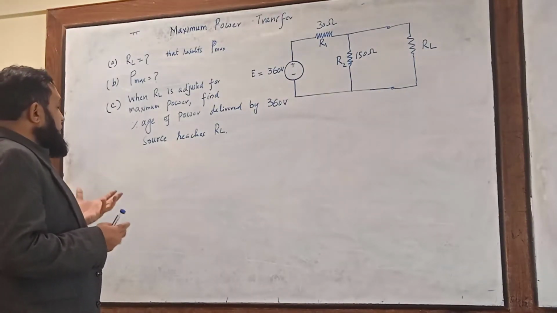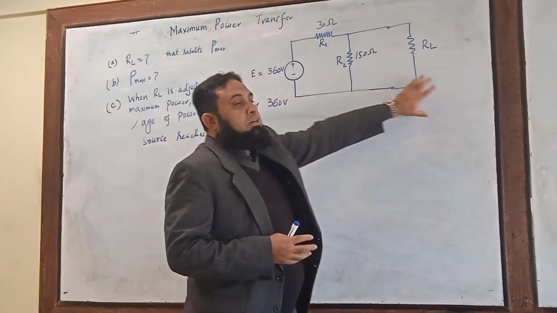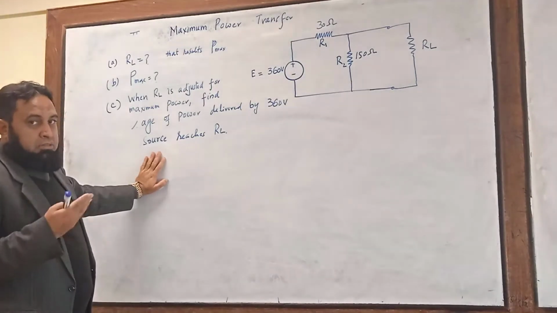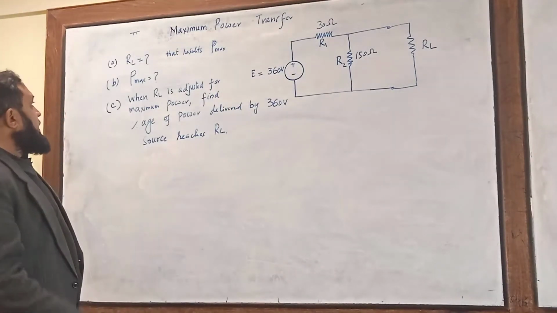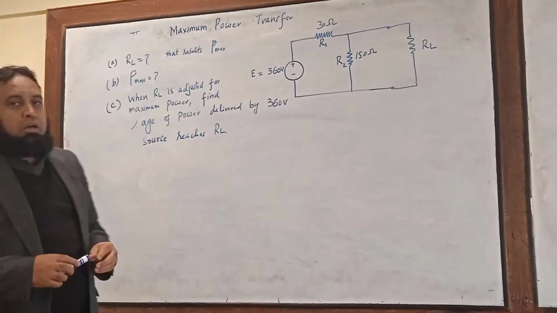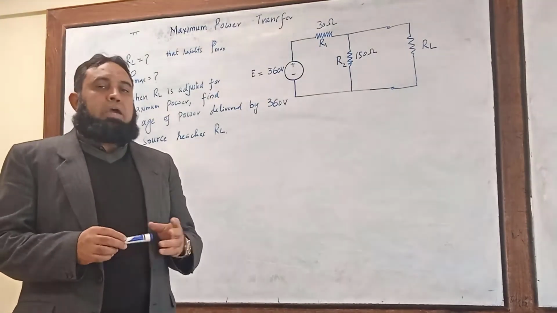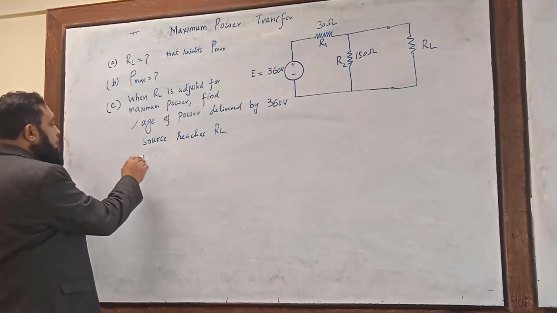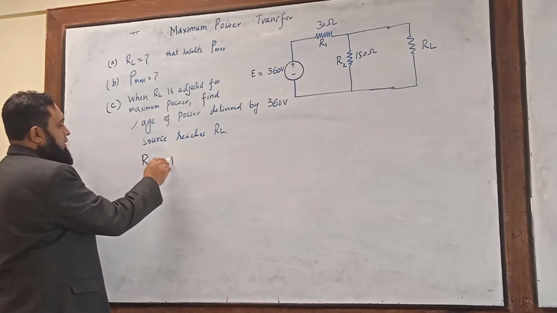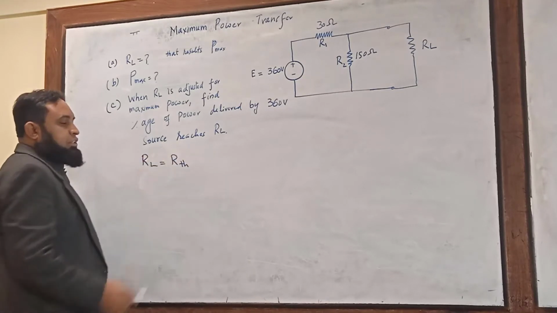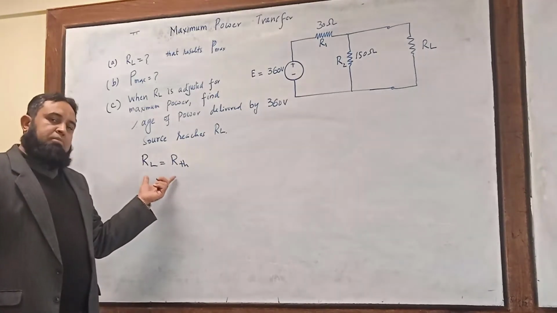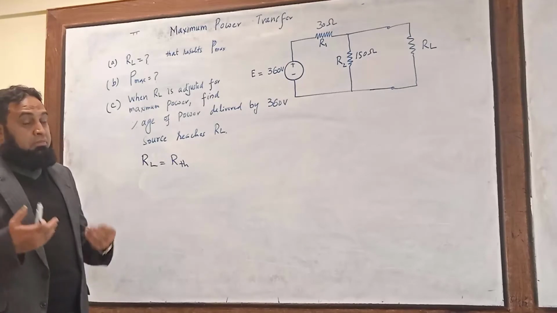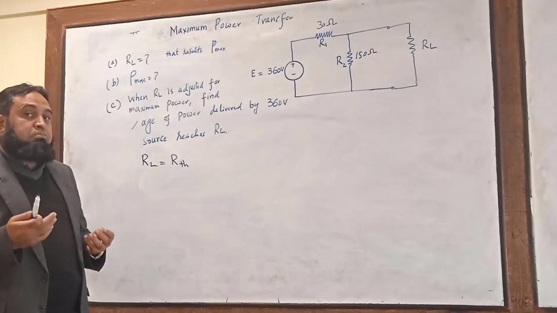After finding this maximum power, we have to compute the percentage of the power delivered to the load, transmitted from the source. So as a first step, we have to compute RL. As I told you a little while ago, RL is equal to RTH. So if you can compute RTH, then that RTH can be equal to RL for the maximum power transfer.